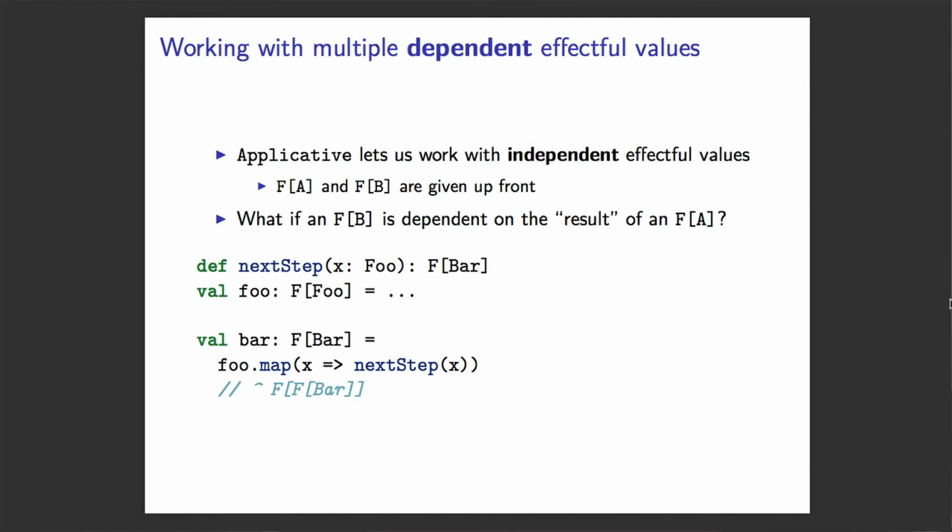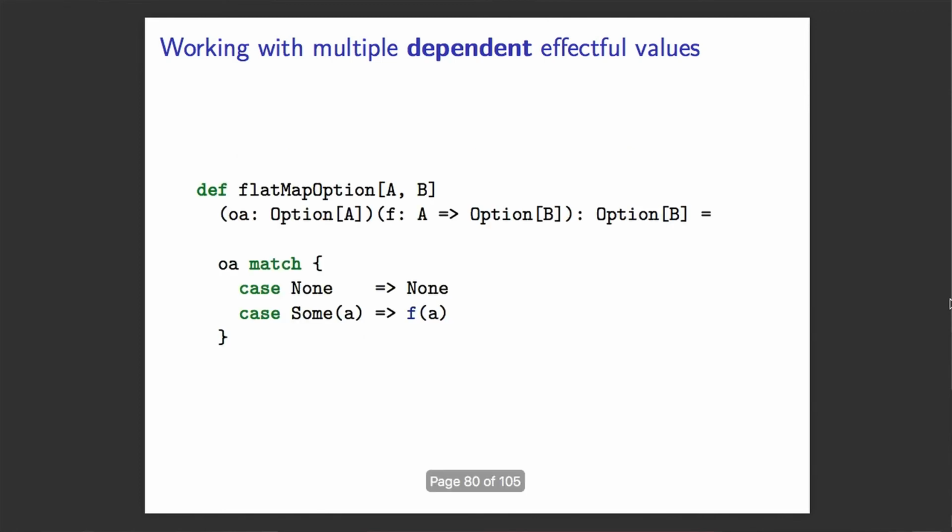So let's again look at what this looks like for various data types. For option, given an option of A and a function from A to option of B, get an option of B. So what we can do is pattern match an option. If it's a none, then we thread a none through as before. Otherwise, if it's a sum, then we can produce the next option. And this is where the data dependency comes in, where we can't really produce an option of B without an A being present. So you can begin to see how the existence of option B is dependent on whether or not A is there.